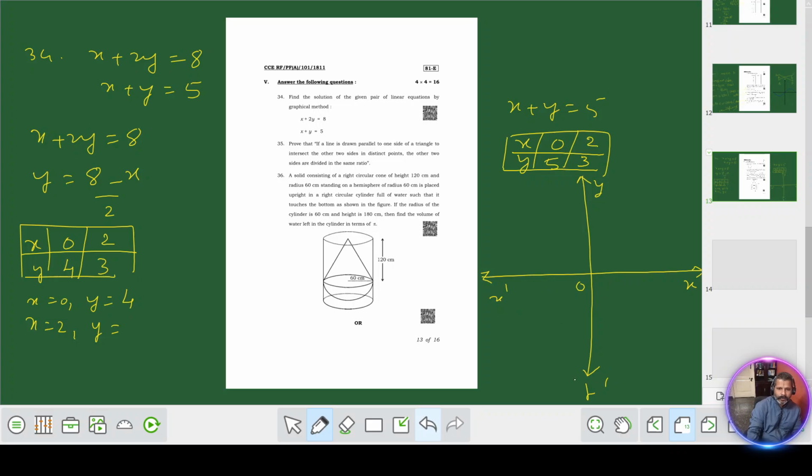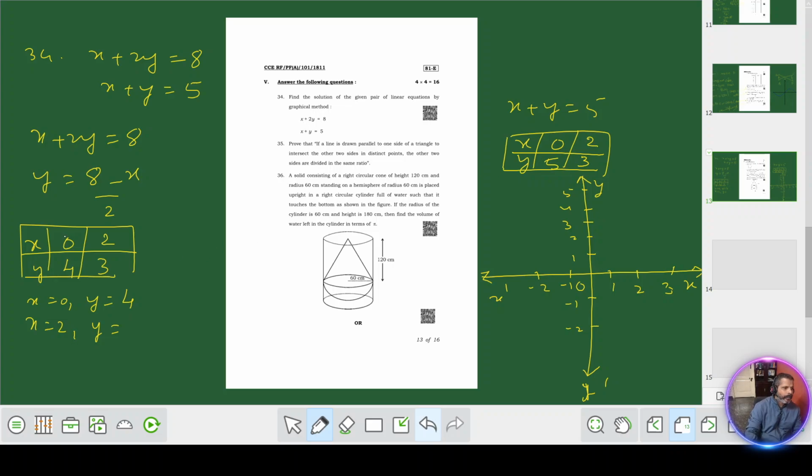Once you write that, mark the points based on the values you got here. Maximum point on the x-axis is 2 only. On the y-axis we have 5, that is only positive. So we are not worried about the negative axis. This is 1, this is 2, this is 3, this is 4, this is 5. We just write -1, -2 and leave it.